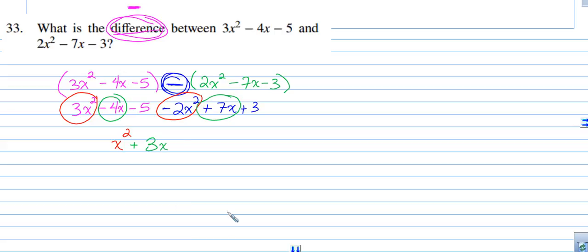And then last but not least, we have negative 5 and positive 3. They are different signs, so we will subtract them. 5 minus 3 is 2, and 5 is the bigger number. It's negative, so this is negative, and this will be the final answer.